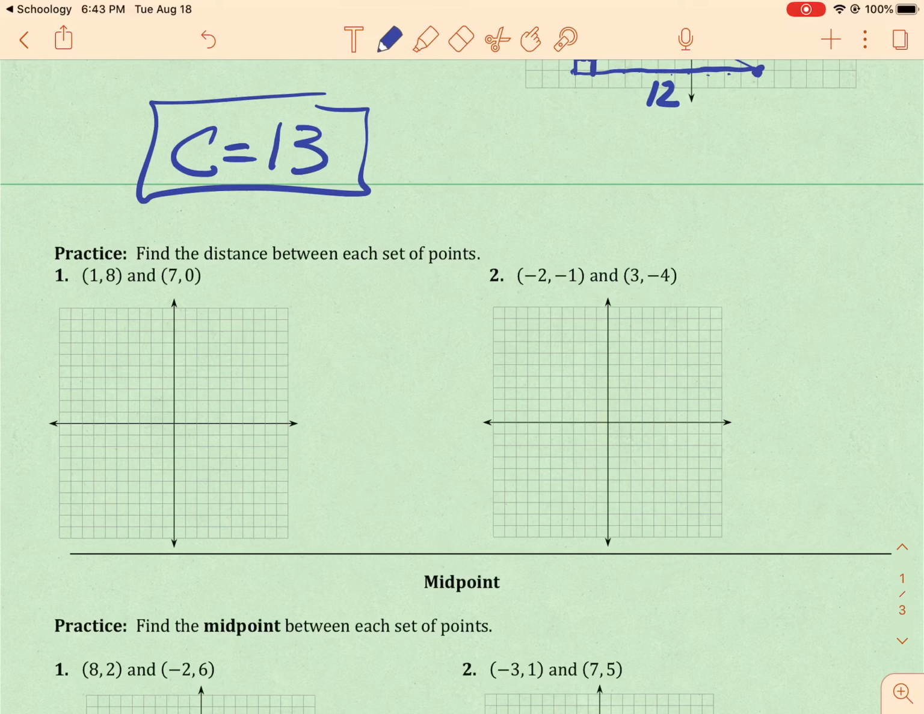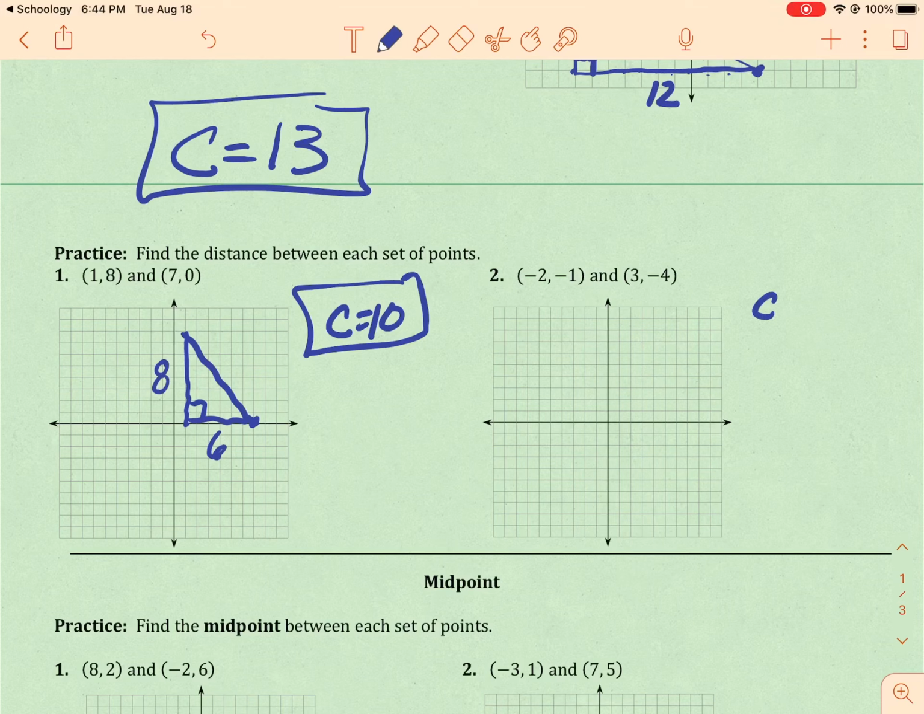Okay, when you draw this triangle in, you should be getting C to be 10. You end up having 1, 8, which is about over here, 7, 0 there. So your triangle ends up being over here, and it's a distance of 6 and a distance of 8.